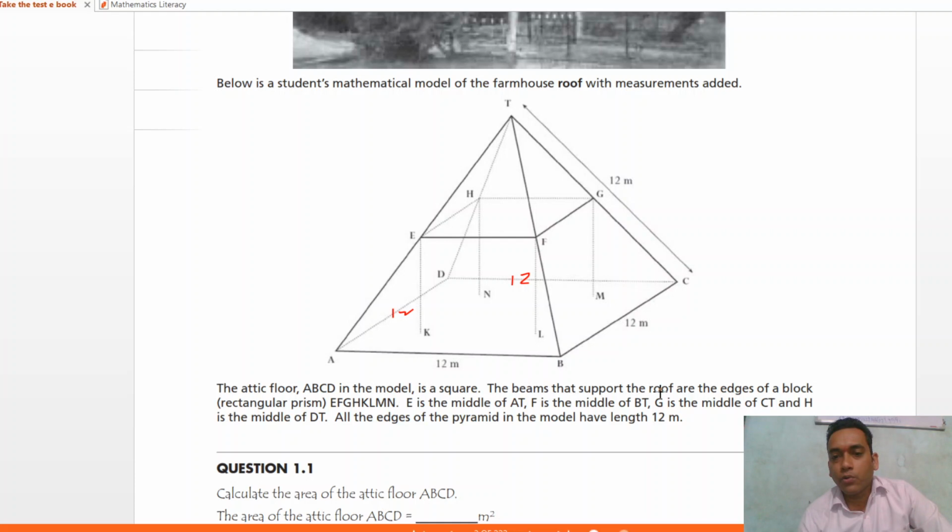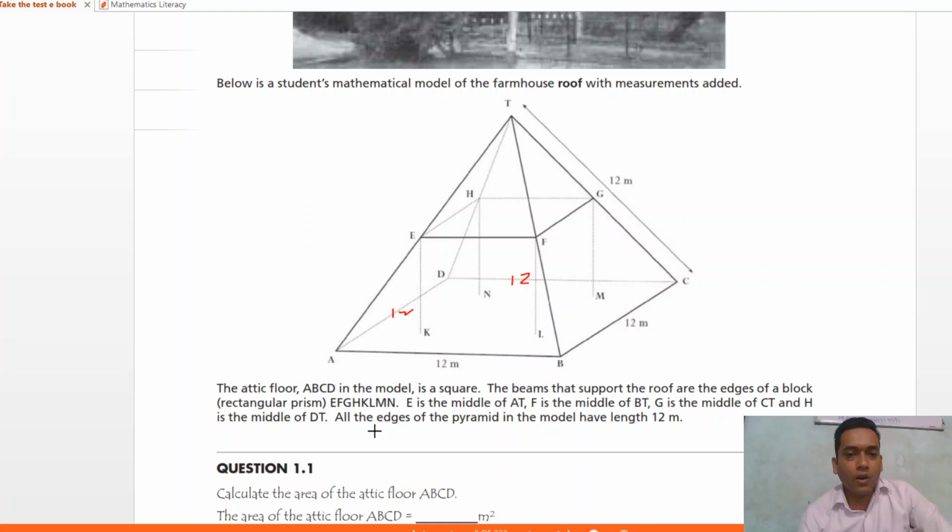The beams that support the roof are the edges of a block, a rectangular prism EFGHKLMN. The vertices are EFGHKLMN. E is the midpoint of edge AT, F is the midpoint of edge BT, G is the midpoint of CT, and H is the midpoint of DT.